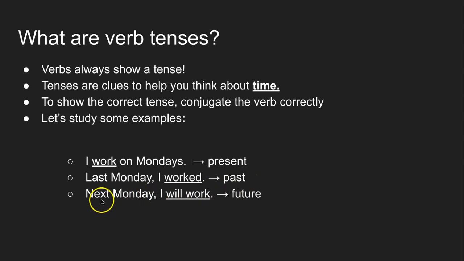The next example, next Monday, I will work. Will work. Together, this is the conjugation for the future tense. So you can see in these examples here, we use the same verb, work. And the verb changes depending on the time, depending on the verb tense.